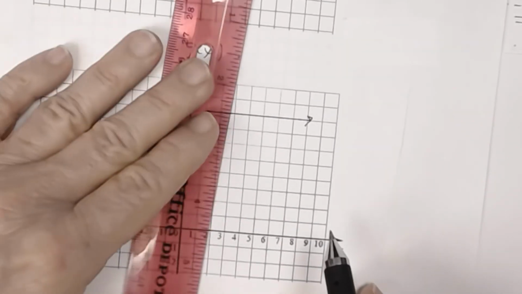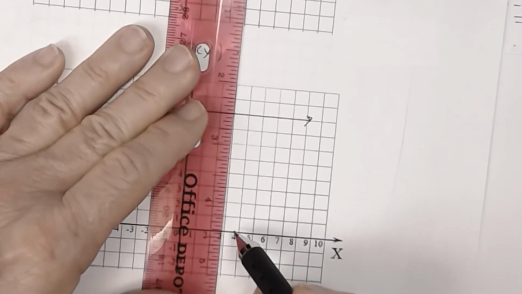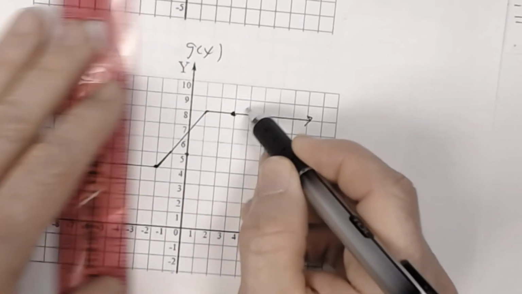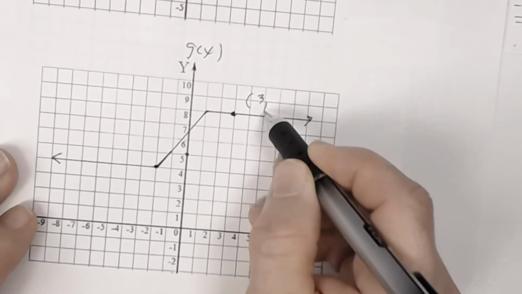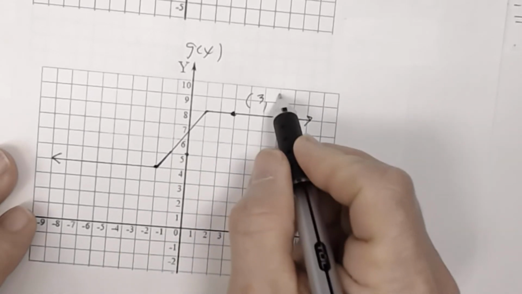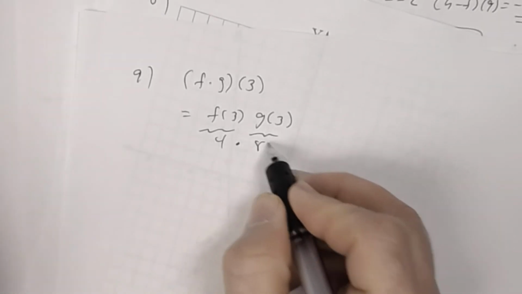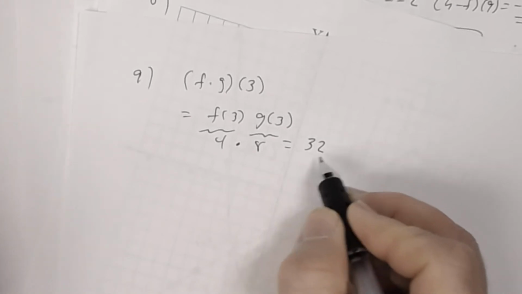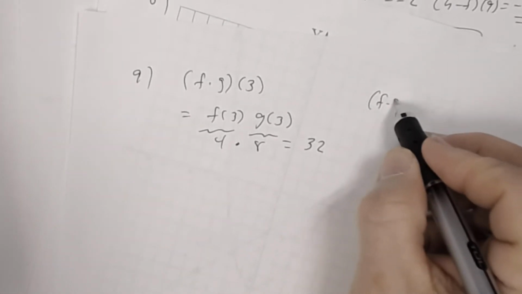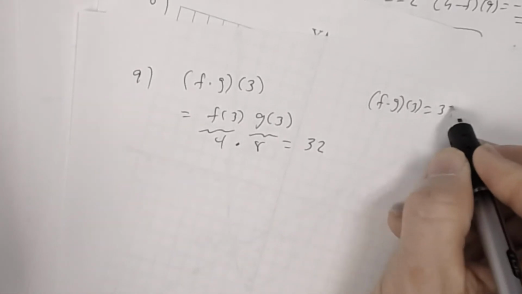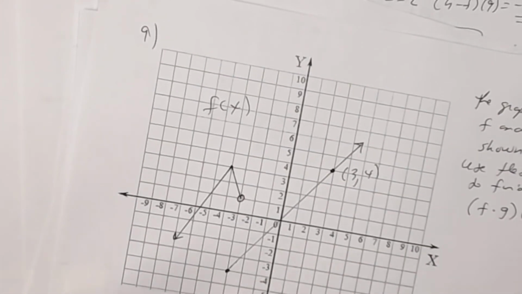So x is 3 right here. I'm going to darken this. If I label that point, that's 3 comma, and this y value is 8. When x is 3, what's my y value? 8. So g of 3 is 8. So I get what product? 32. So f times g at 3 equals 32. All right, so that was number 9.